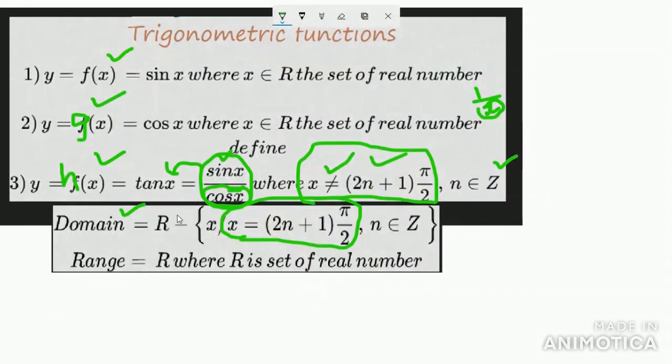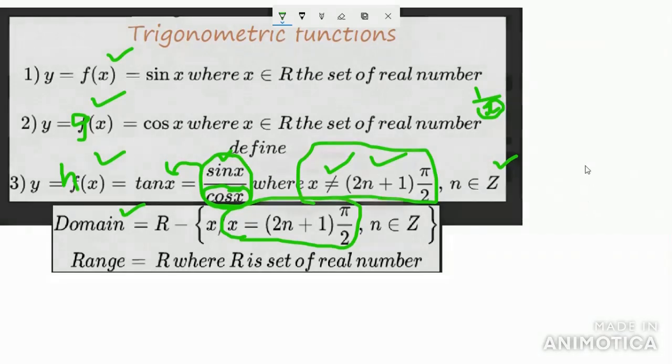Then cos x is defined, and the range is R. The range of this set is the set of all real numbers. Cos x, tan x will take all the real values. Therefore, the range of this set is the set of real numbers.